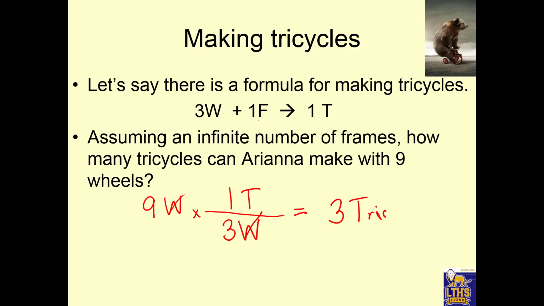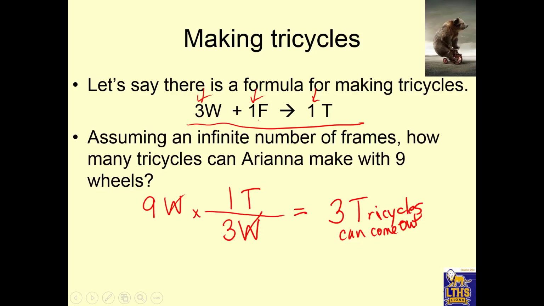Oh, how do you spell tricycles? Okay, that's how I spell it. 3 tricycles can come out. Right. So if 9 wheels go in, 3 tricycles can come out. So that means that this equation is about parts. 3 parts to 1 part equals 1 tricycle.